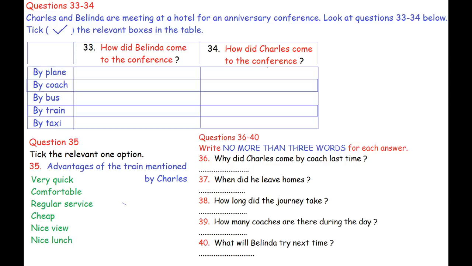Charles and Belinda are meeting in the hotel. They came for the anniversary conference. That's much better. That's yours, Belinda. How are you? Fine, thank you very much, Charles. Right. You have a good journey then, Belinda? Yes, I did. I must say the plane was marvellous. Do you want a drink? Yes, please. You know, the plane journey was terrifically quick. It got in at 10:30 and we left Gatwick at 9:15.